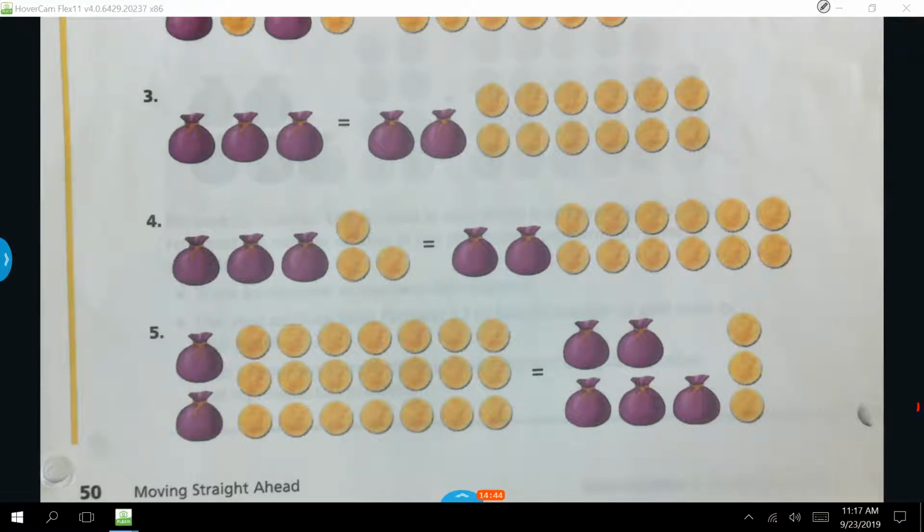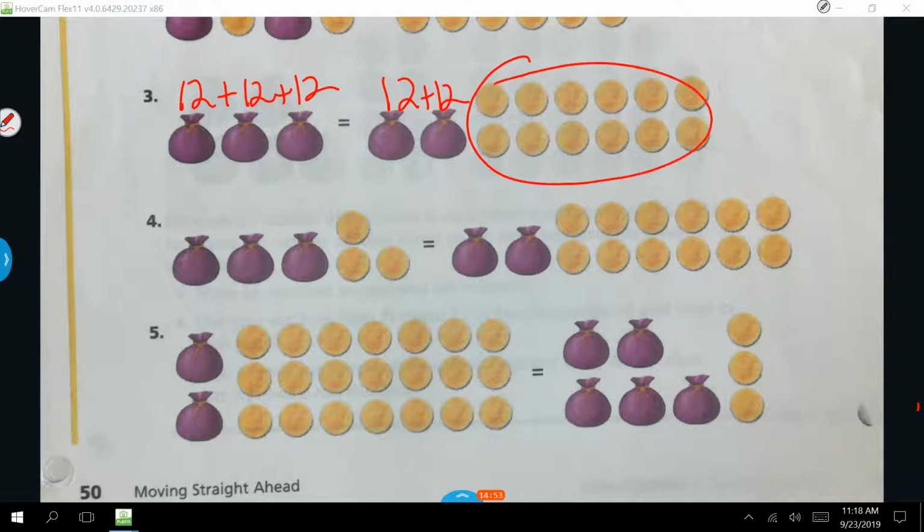So let's go back and check. You always go back to the original picture. 12 plus 12 plus 12. Does that equal what's over here? 36. 36 equals 36. Does this work? Yes.